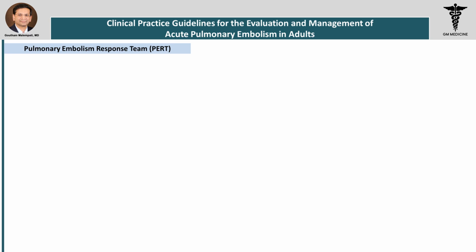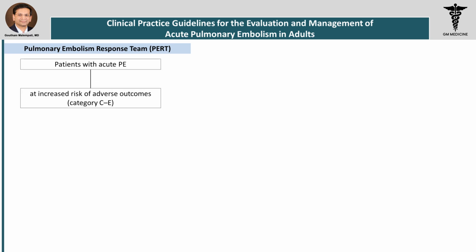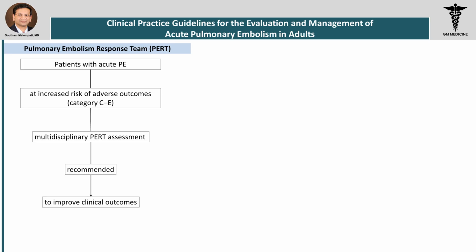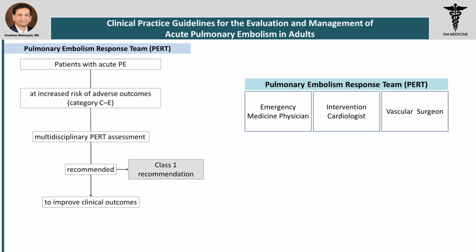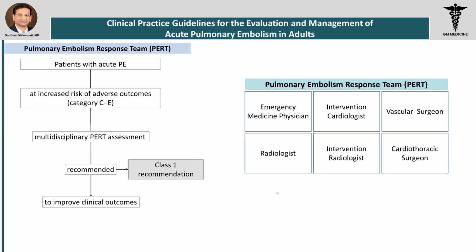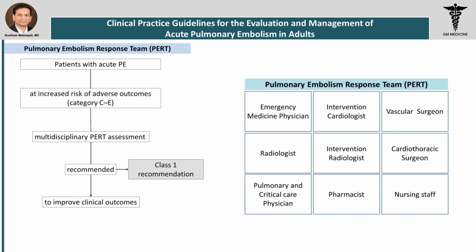Pulmonary embolism response team. In patients with acute pulmonary embolism who are at increased risk of adverse outcomes, categories C through E, a multidisciplinary PERT assessment is recommended to improve clinical outcomes. It is a class 1 recommendation. Pulmonary embolism response team can comprise an emergency medicine physician, interventional cardiologist, vascular surgeon, radiologist, interventional radiologist, cardiothoracic surgeon, pulmonary and critical care physician, pharmacist, and nursing staff.